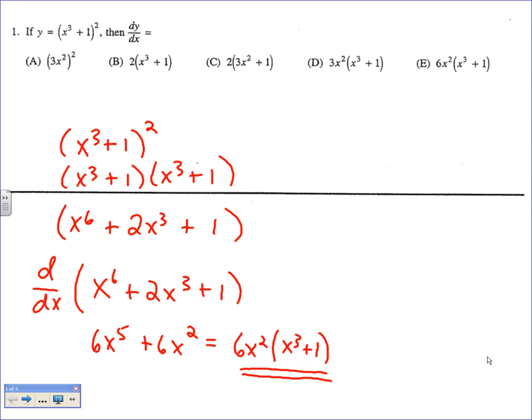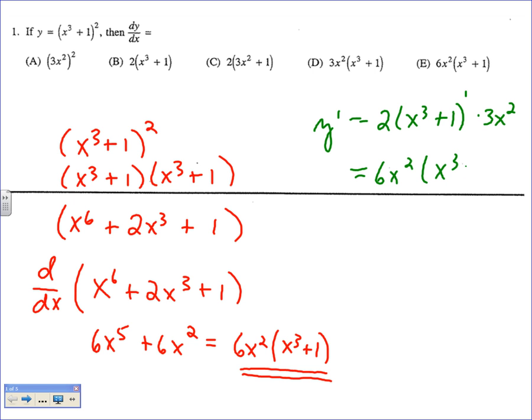The other approach that you might take is the chain rule, where y prime, or dy dx, would equal twice whatever is on the inside raised to the first times the derivative of the inside, which would be 3x squared. So bringing that all together is 6x squared times 3x plus 1, and that's probably the most efficient way to go. So you have two ways to go here. Either way you go, E is the answer.